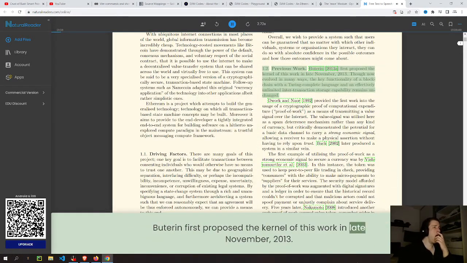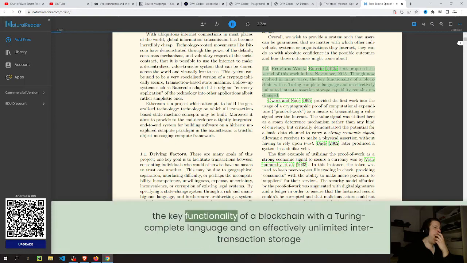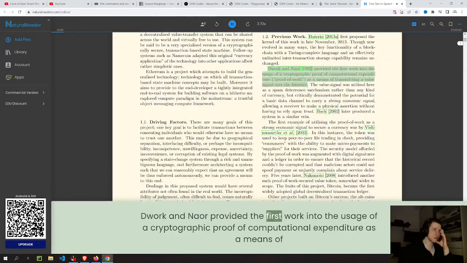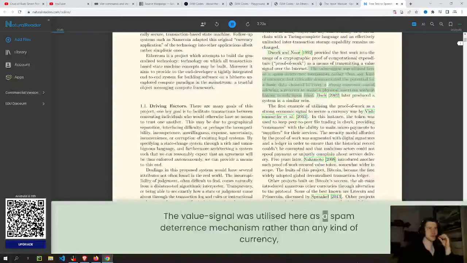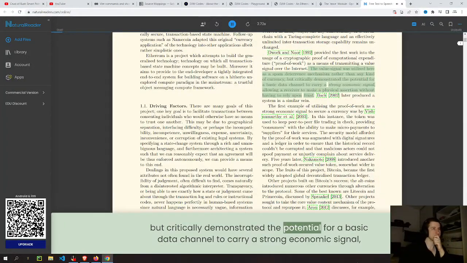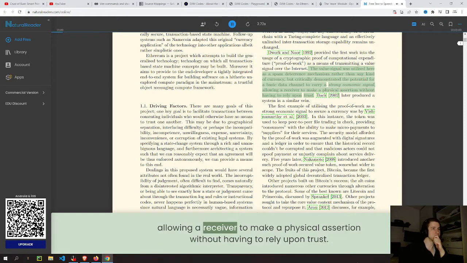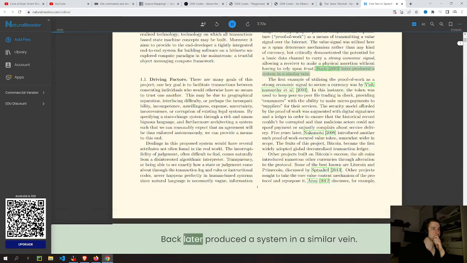1.2. Previous work. Buterin first proposed the kernel of his work in late November 2013. Though now evolved in many ways, the key functionality of the blockchain with a Turing-complete language and an effectively unlimited inter-transaction storage capability remains unchanged. Dwork and Naor provided the first word on the usage of the cryptographic proof of computational expenditure as a means of transmitting a value signal over the internet. The value signal was utilized here as a spam deterrence mechanism rather than any kind of currency, but critically demonstrated the potential for a basic data channel to carry a strong economic signal, allowing the receiver to make a physical assertion without having to rely upon trust. Back later produced a system in a similar vein.